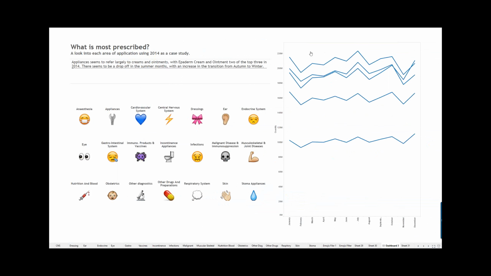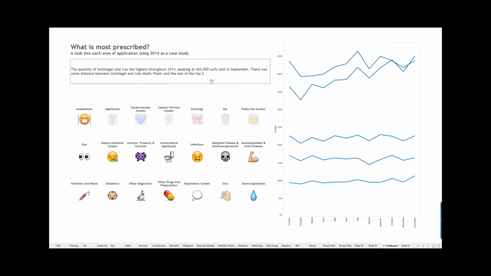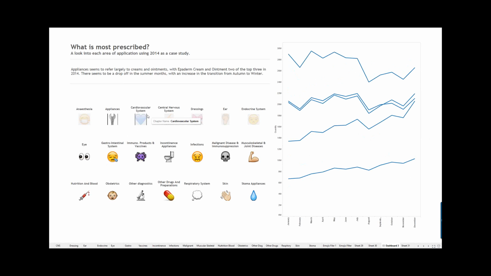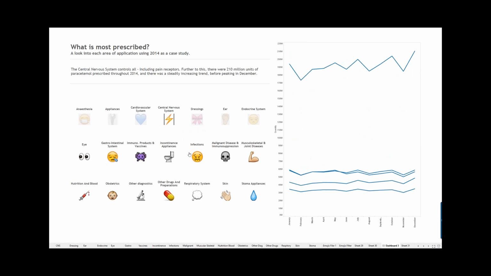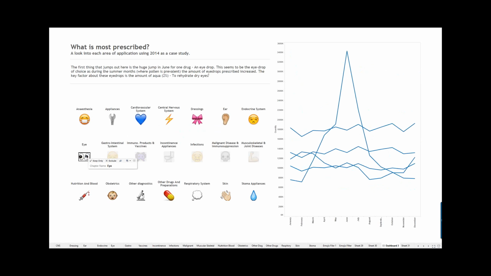And if you start clicking through, it then changes both the statement up here and the graph here to show the top 5 for each year. So you can click through anesthesia, the appliances, the cardiovascular system, the central nervous system. One of the most interesting ones for me was the eye, where you can see a very obvious increase where the sort of hay fever months come in.